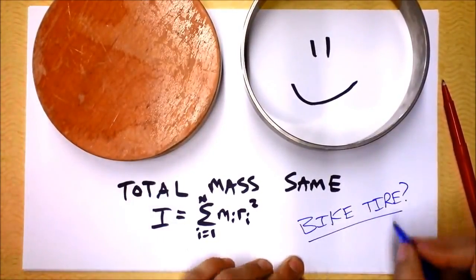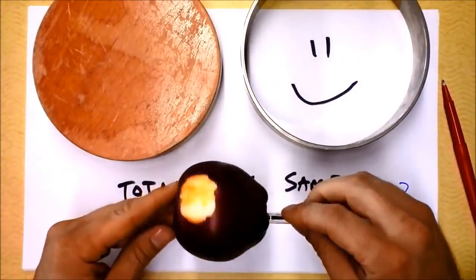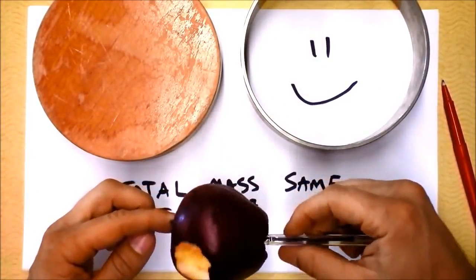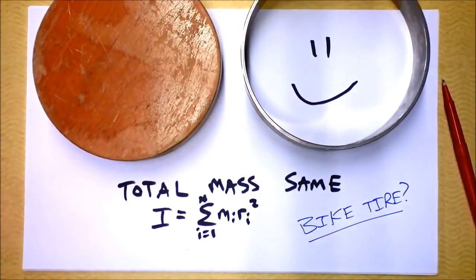What do you think? Bike tire, large moment of inertia or small moment of inertia? What about an apple rotated like this? Large moment of inertia, small moment of inertia. Interesting, interesting. We can get a whole bunch of special cases and write them down, shall we?